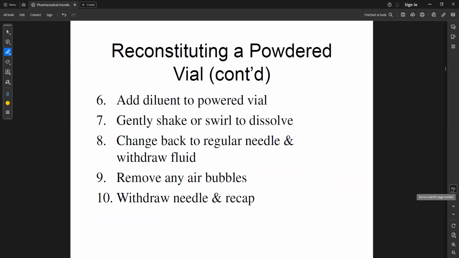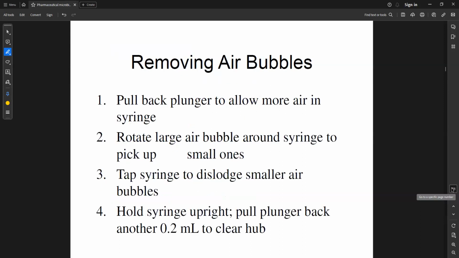Gently shake or swirl to dissolve. Don't shake it too hard, as this may cause bubbles and things like that. Then change back to a regular needle and withdraw the fluid. Remove any air bubbles, withdraw the needle and recap. Then offer it to the person who's administering the drug.